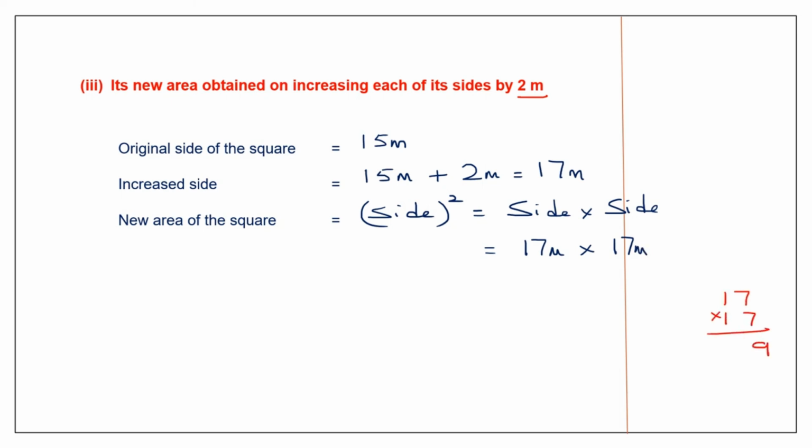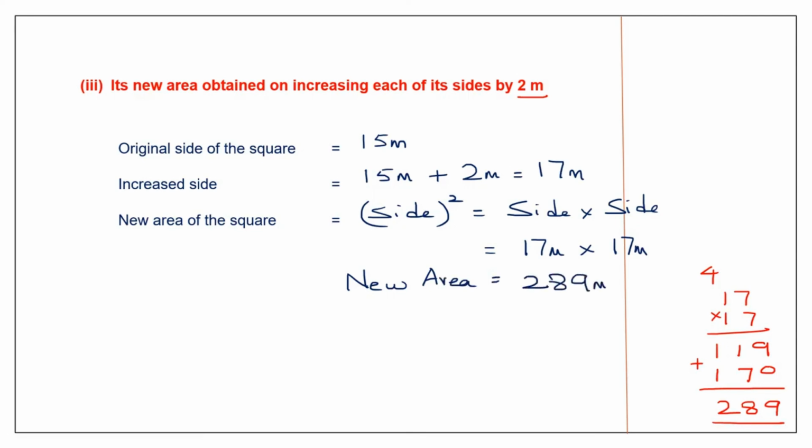7 7s are 49, carry 4, 7 1s are 7, 8, 9, 10, 11. 11, second step, 1 7s are 7, 1 1s are 1. Let's add this up. 9, 1 plus 7 is 8, 1 plus 1 is 2. So here we found the new area. So we have found the new area to be 289 meter square. So this is our answer. The new area is 289 meter square.